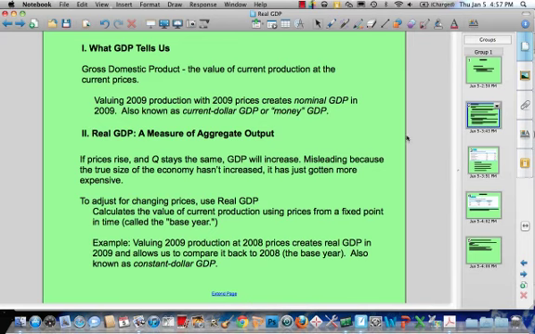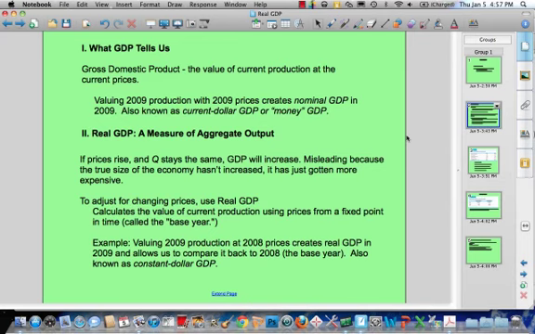So what does GDP tell us? Well, as we talked today in class, GDP is the value of current production at current prices. So, for example, valuing 2009 production with 2009 prices creates GDP, but specifically it creates something called nominal GDP. It's also known as current dollar GDP or money GDP. What's the difference between that and real GDP?